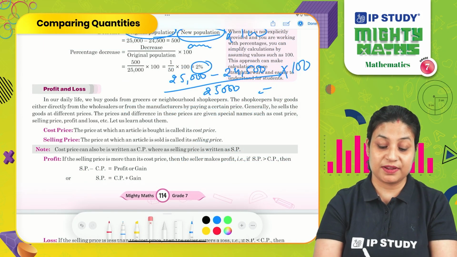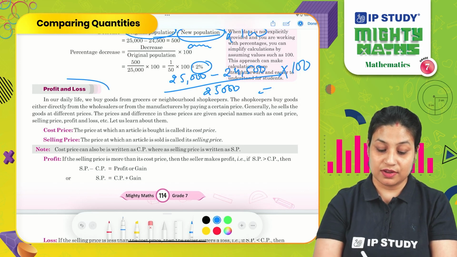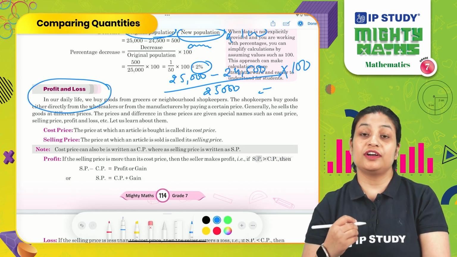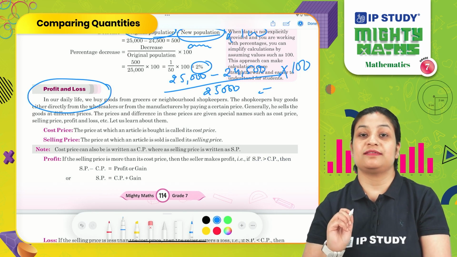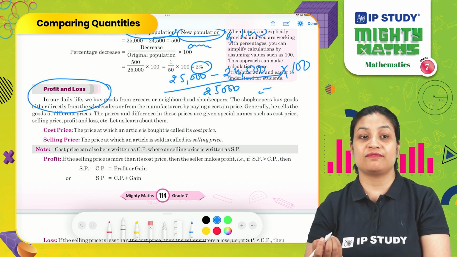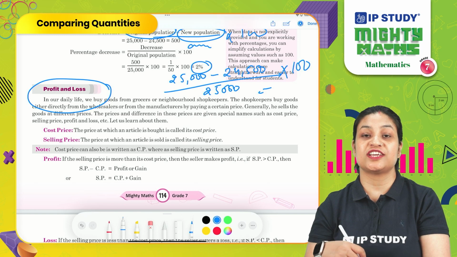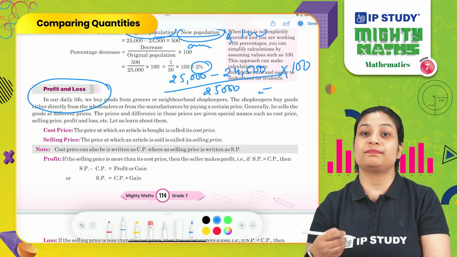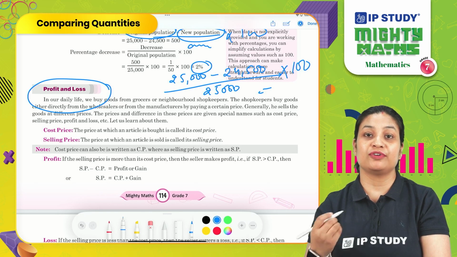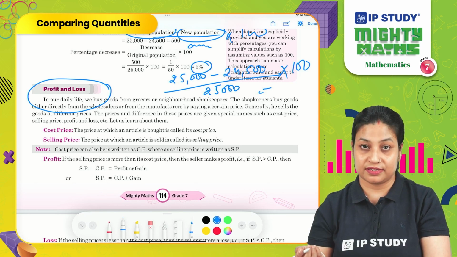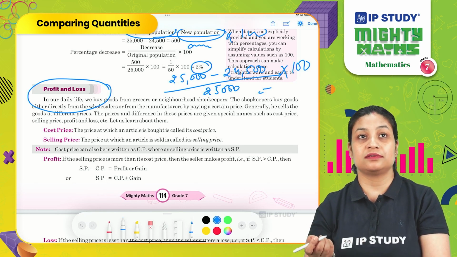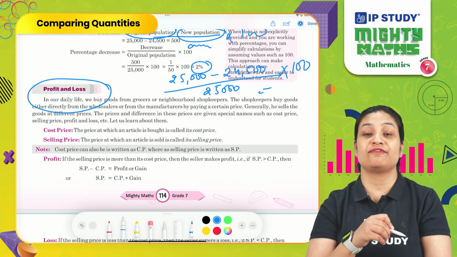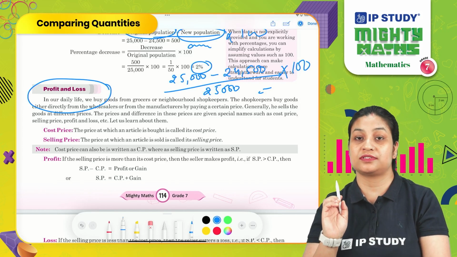The next concept is profit and loss. So dear student, this is a very interesting topic. In order to understand this topic, let me take an example. Suppose your parents have gone for shopping. They want to purchase a bicycle for you because it's your birthday. Suppose your father bought a cycle for you for rupees 2500, and then he spent 500 rupees extra for transporting that bicycle from that shop to your house, right?